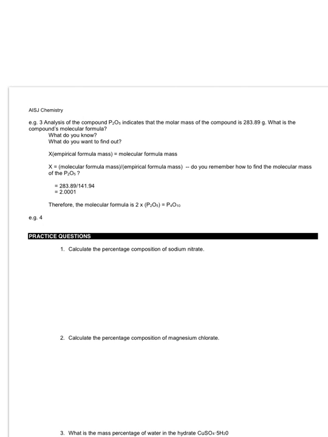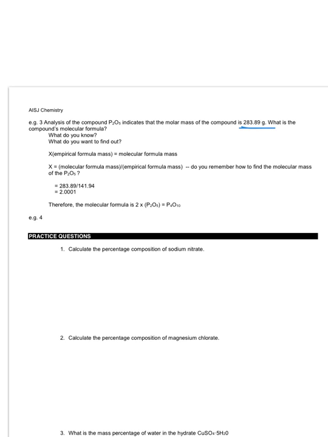Okay, this is our last example, and this helps you understand how you can get a molecular formula from the empirical formula and knowing the molar mass of the compound, of the molecular compound. So here's our example. Analysis of the compound P2O5 indicates that a molar mass of the compound is 283.89 grams. What is the compound's molecular formula?